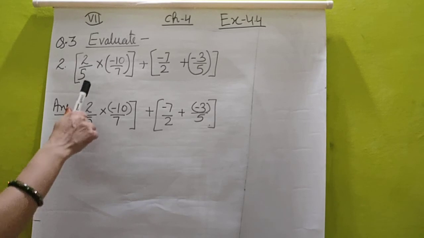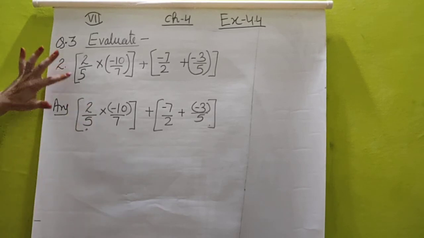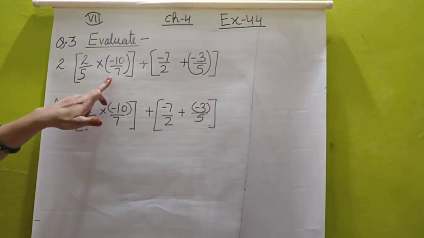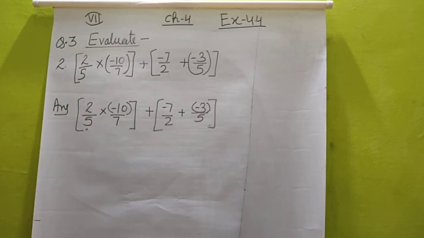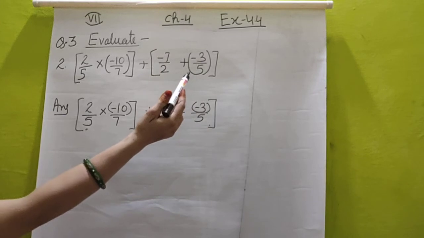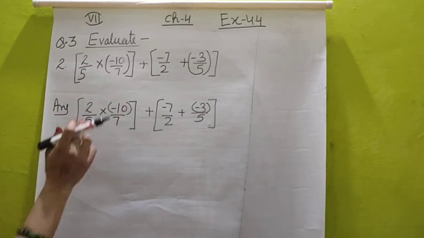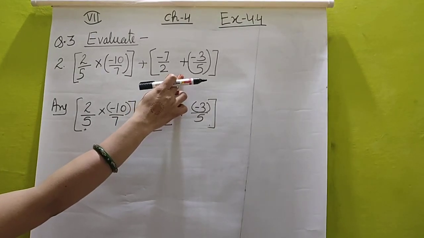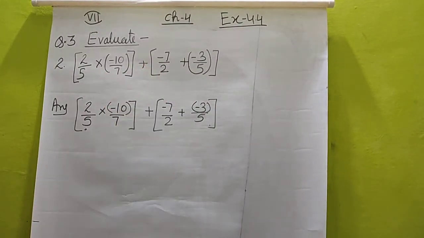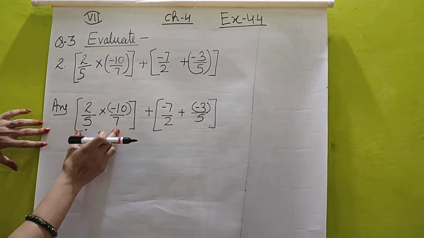Students, now part 2 of question number 3. 2/5 multiplied by minus 10/7 in one bracket, then plus, minus 7/2 plus minus 3/5 in another bracket. You can see students, here there is a multiplication sign in the first bracket and here a positive plus sign, and between both brackets again a plus sign. So according to the sign, we will operate. First I am solving the first bracket.